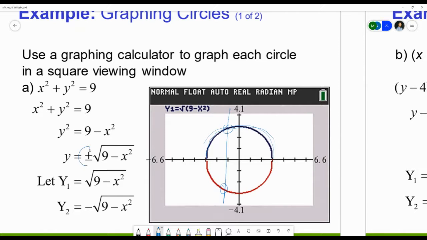So you can see here we have a plus minus. Up here would be positive square root of 9 minus x squared, and the bottom here would be negative square root of 9 minus x squared. And this negative is nothing more than the reflection of the semicircle up here.